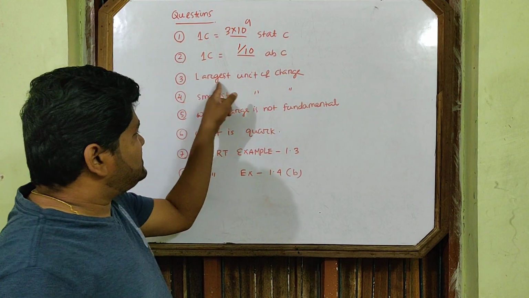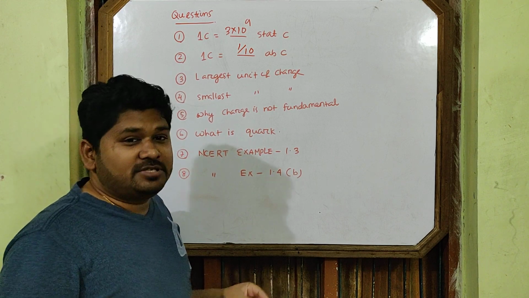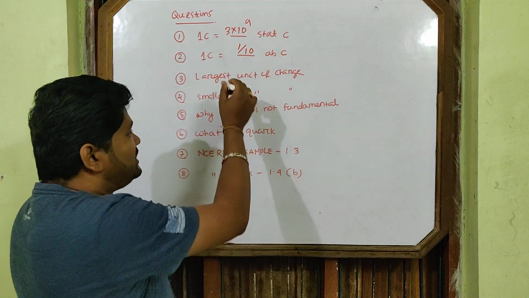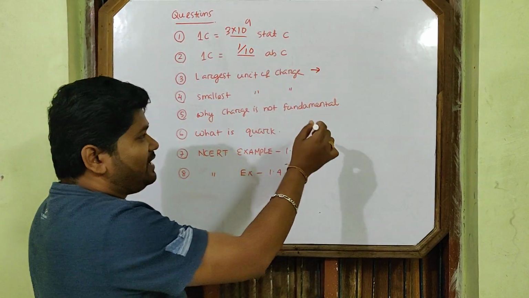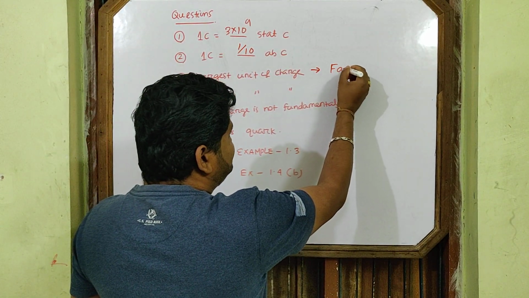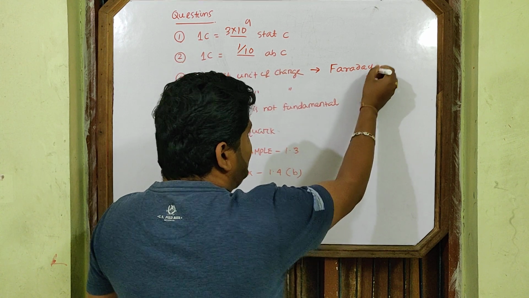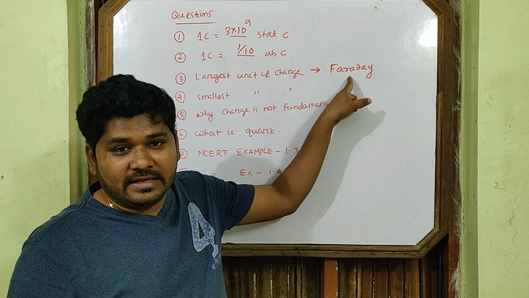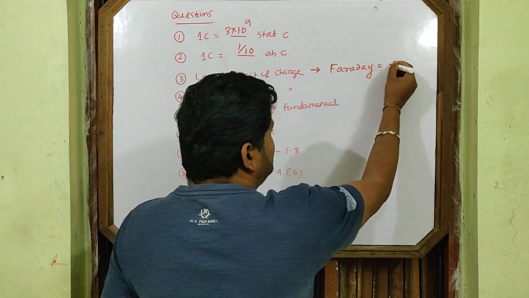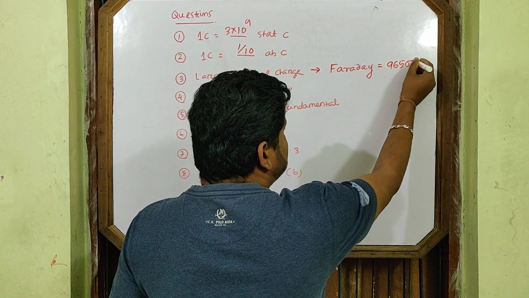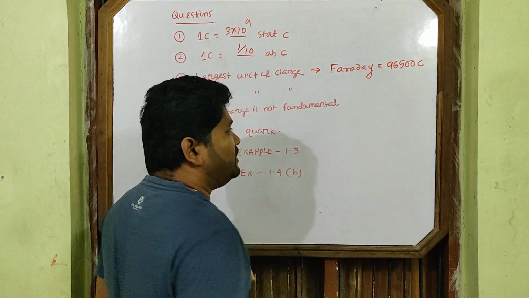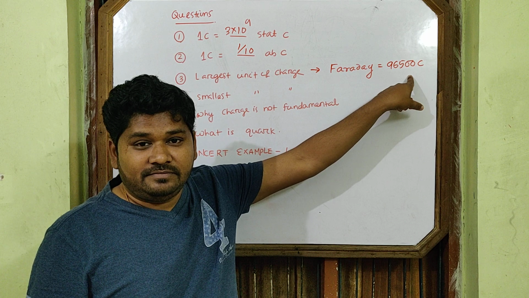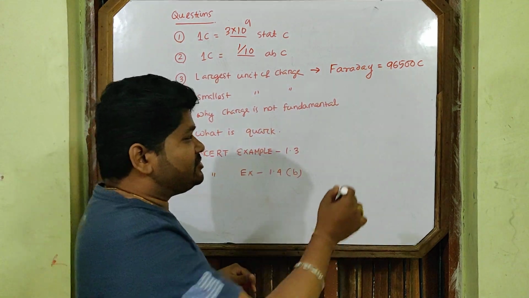Third question I asked, what is the largest unit of charge? Like other quantity, charge has also largest and smallest unit. Largest unit of charge is Faraday. This is the largest unit of charge. 1 Faraday is equal to 96,500 coulomb. Also I can give another information.